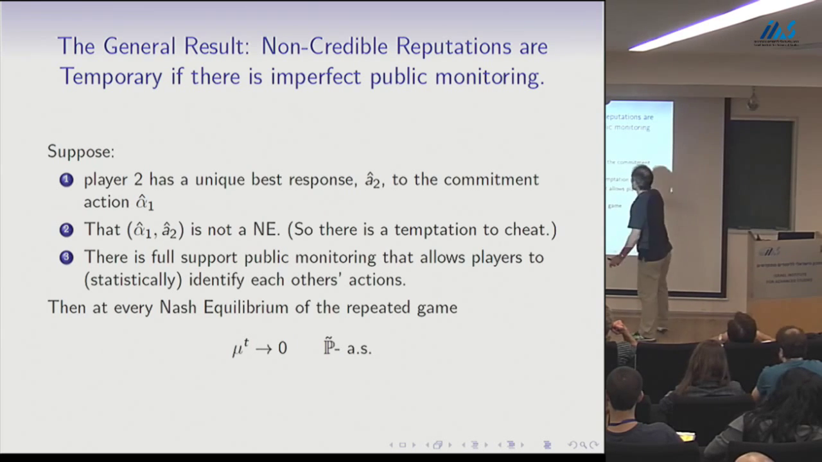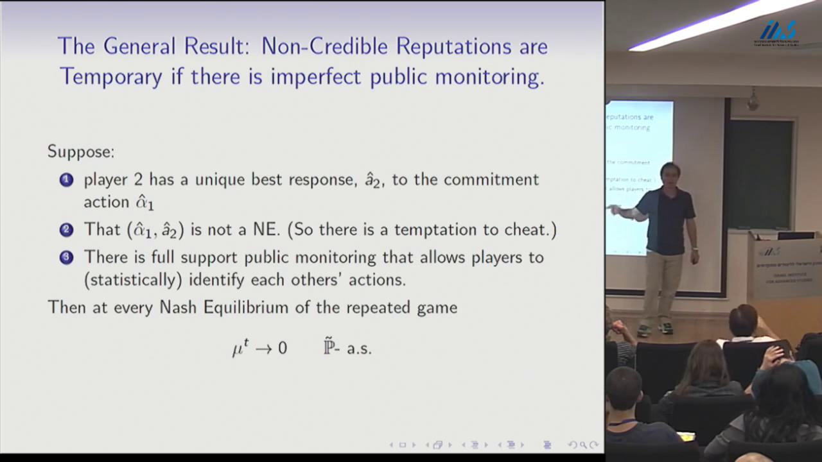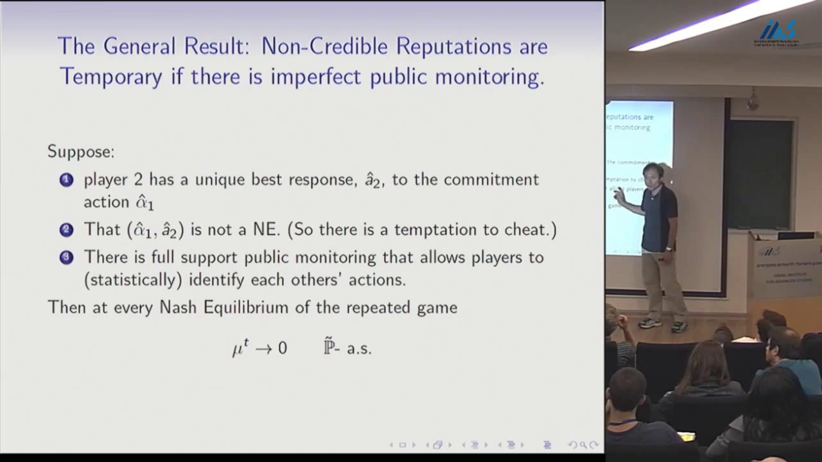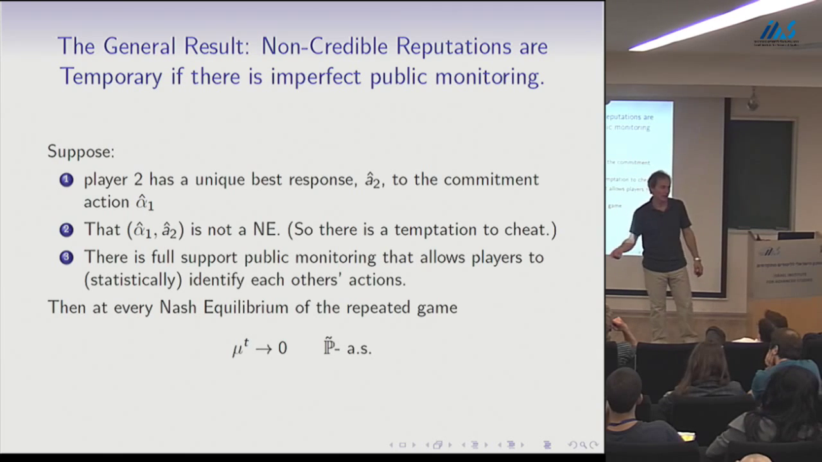Second question, why do they need to identify each other's actions? This requires the uninformed player to figure out what the informed player is doing, and at the same time it requires the informed player to figure out what the uninformed player is doing. Why do we need both of those directions?